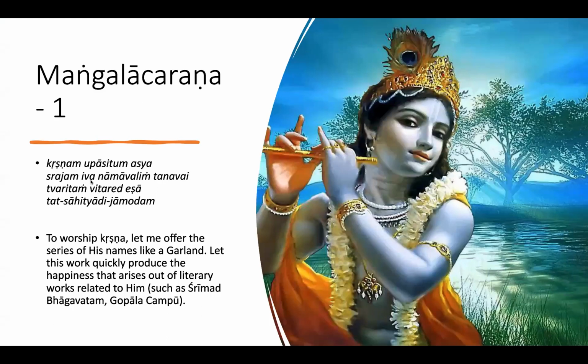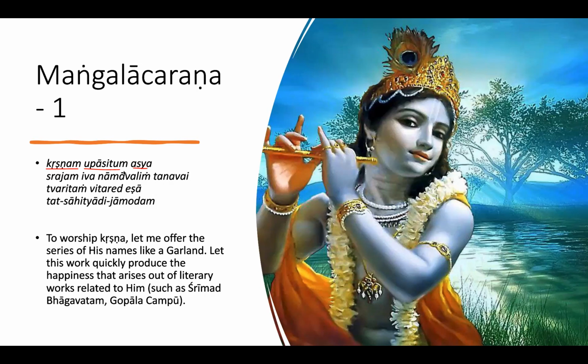He also gives a reasoning here. Why did he compose this grammar? In further mangala charana prayers he also gives that reasoning. So here he says, Krishnam upasitumasya srajamiva namavalim tanavai tvaritam vitared esha tat sahityadi jamodam. So you can read the translation, but I'm going to go word by word to explain it to you.